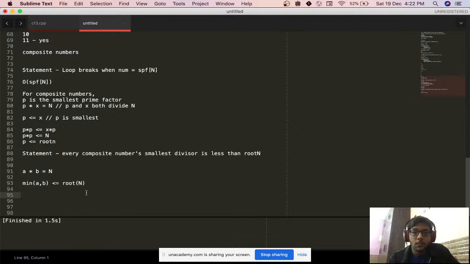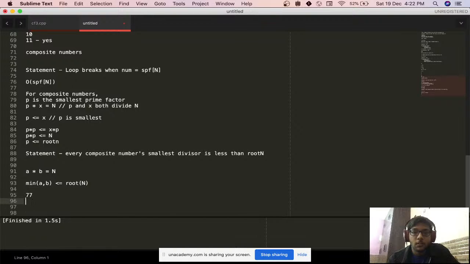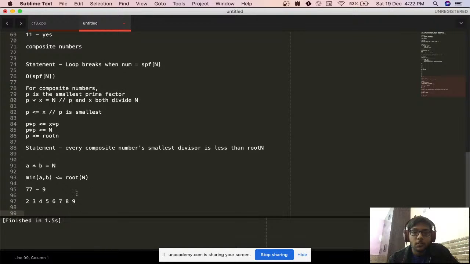Why? Because let's take a composite number, 77. The square root is around 9, so we can take 9. What I'm going to do is check for 2, 3, 4, 5, 6, 7, 8 and 9. That is all I'm going to check. So let's check: 2, no; 3, no; 4, no; 5, not divisible; 6, not divisible; 7, divisible.